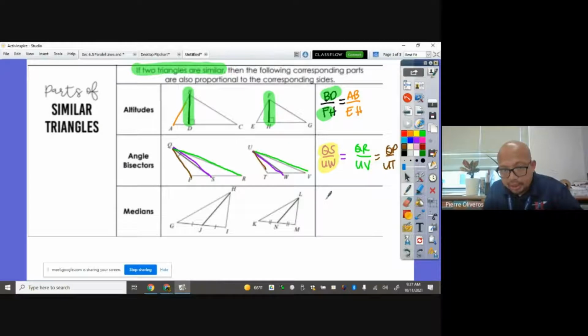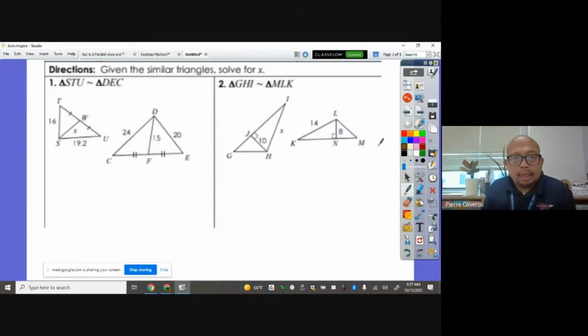And here the medians are HJ over LN, right here. That will be proportional to, let's say I pick HI over LM. Okay. This is basically your cheat sheet for working on the similar triangles, the parts of it. So please make sure you pay attention, make sure you understand where I got these proportions here. Okay. All right, let's apply it now here.